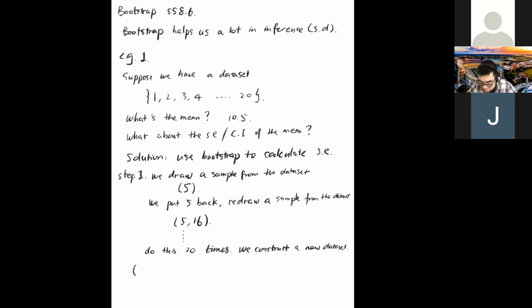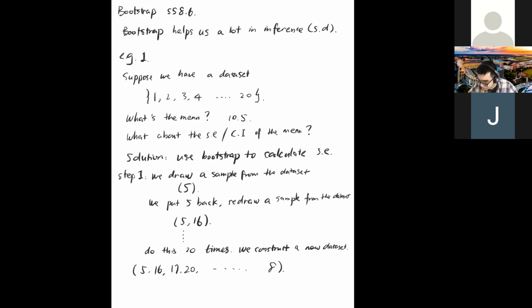So let's just have some random numbers: 5, 16, 17, 20. So we have a new data set. This data set is different from the original data set. It's just like we do all this sampling with replacement. This has a name: it is called sampling with replacement.